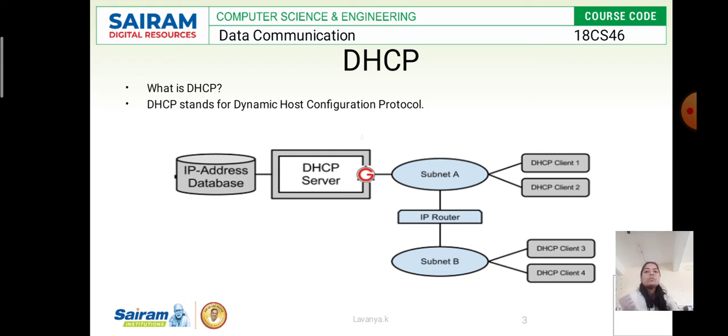Then what is the DHCP acknowledgement? The DHCP acknowledgement is the message sent by the DHCP server in response to the DHCP request received from the client. This message marks the end of the process that started with the DHCP discover. The DHCP acknowledgement message is an acknowledgement by the DHCP server.